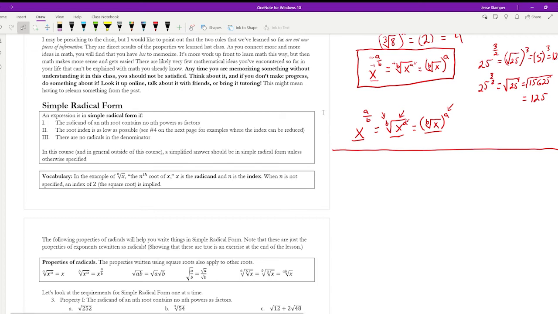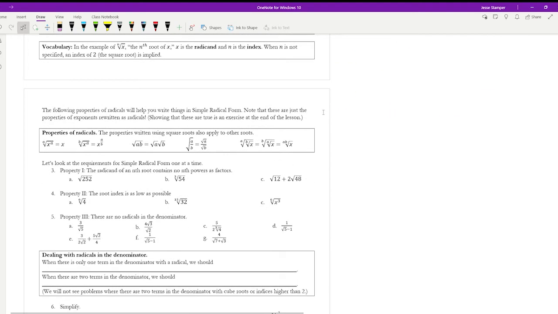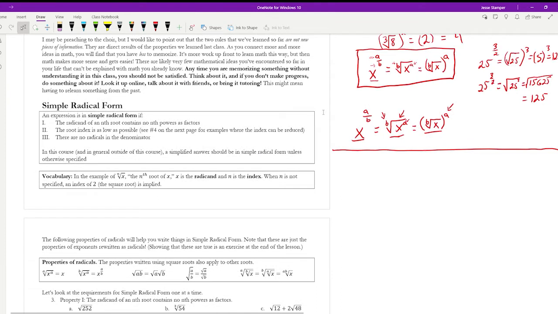All right. Let's move on to the next piece of this. We're going to look at simple radical form. And this is when I ask you to simplify something under a radical. There are three things you got to watch out for.